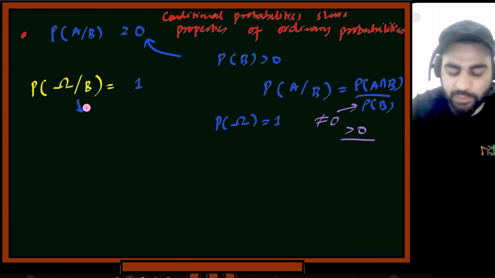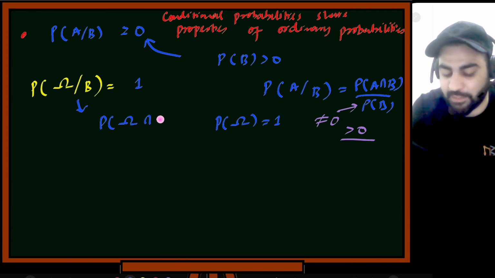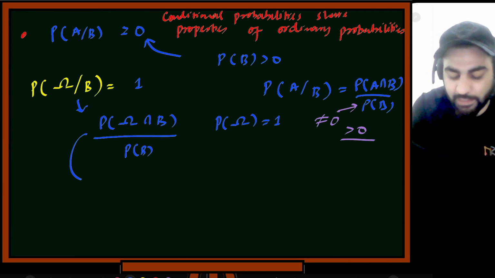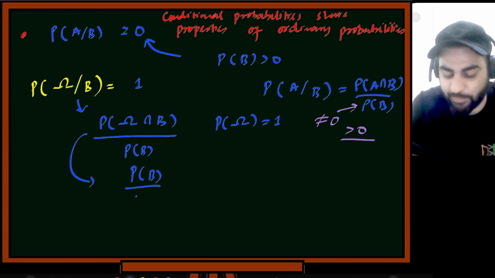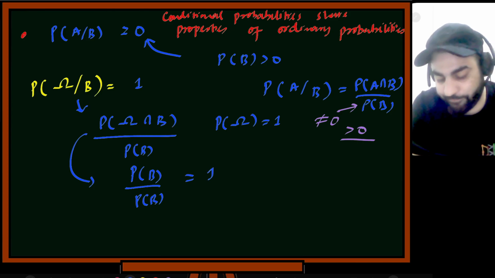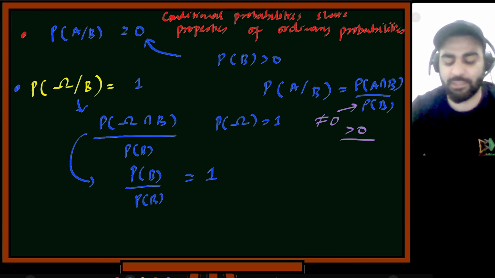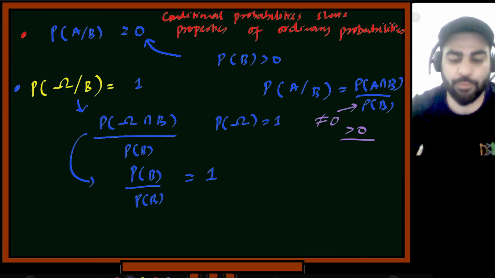Now if you just expand it out, you get probability of the whole sample space intersection B divided by probability of B. This will be equal to probability of B divided by probability of B, because the intersection between an event and the whole sample space is that event B. So this is equal to 1. Again, you see that conditional probabilities also follow the same axioms of probability.